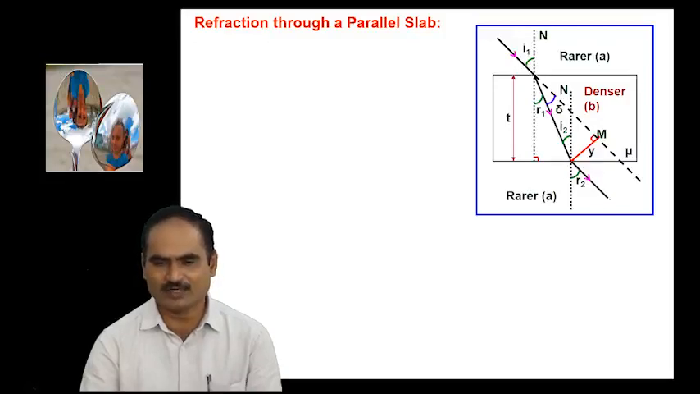angle of emergence. So therefore, from this we can note that this incident ray and this emergent ray are parallel, right? We can prove it also.